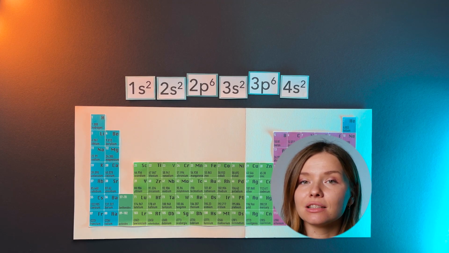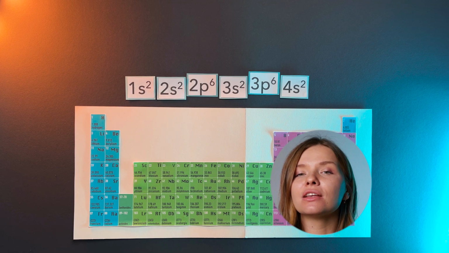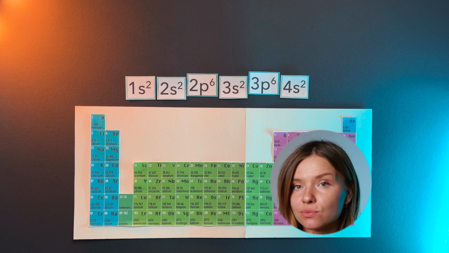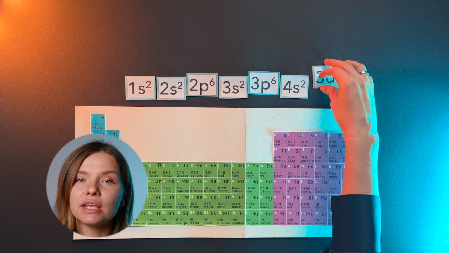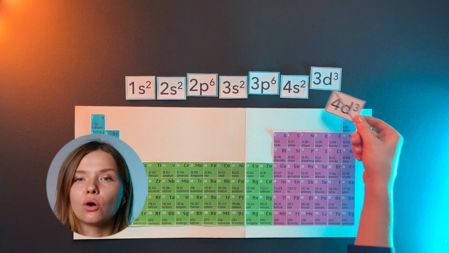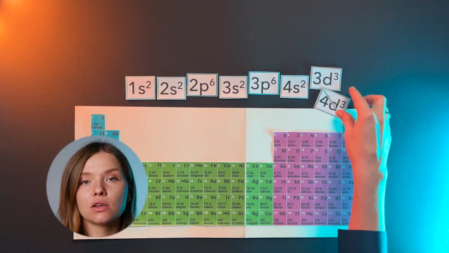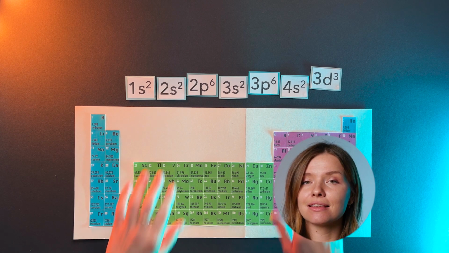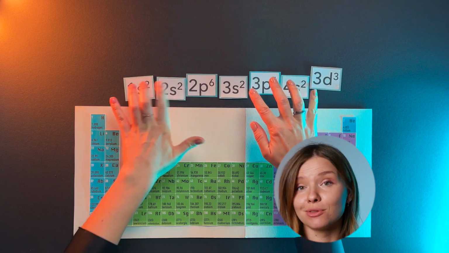Now the ending. And here it is very important to remember that for d elements, valence electrons fill the second to last shell. Vanadium is a d element, so its electrons fill d orbitals of the third shell, not the fourth. And we should write 3d3, but not 4d3. The same goes for d elements of other periods. That is the electronic configuration for vanadium in the end.